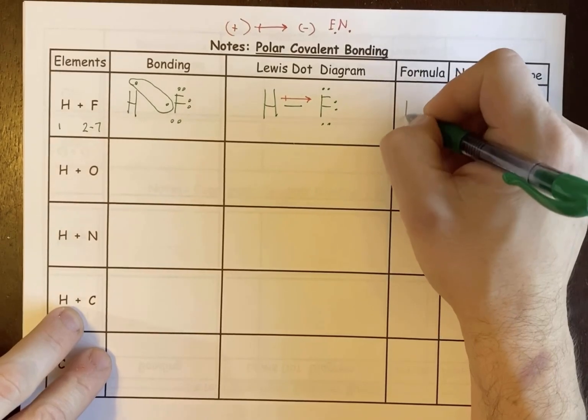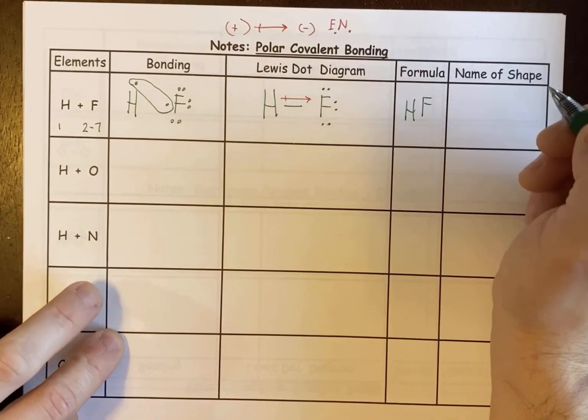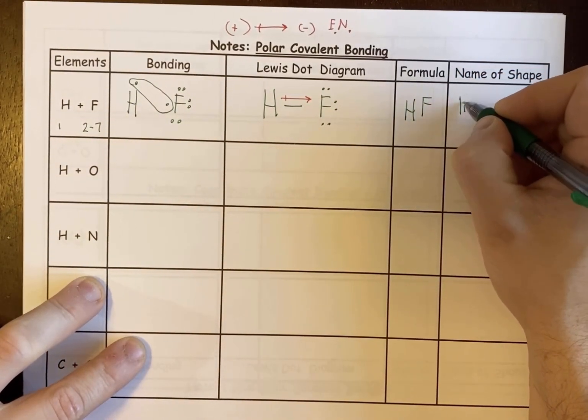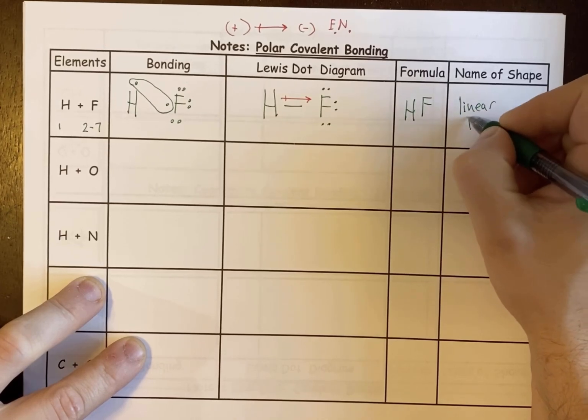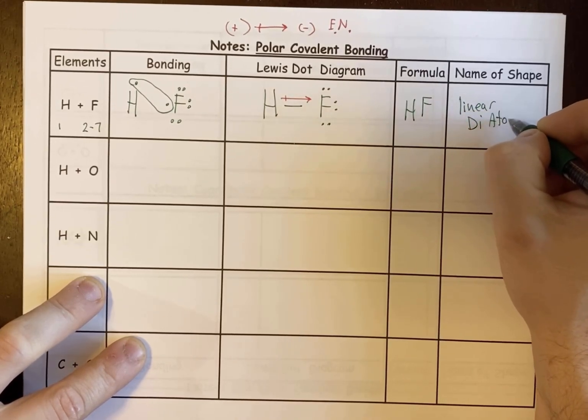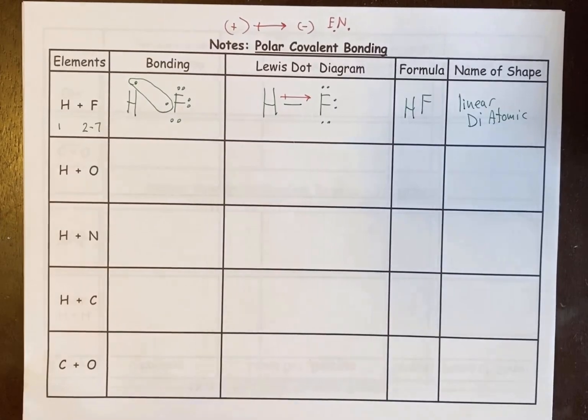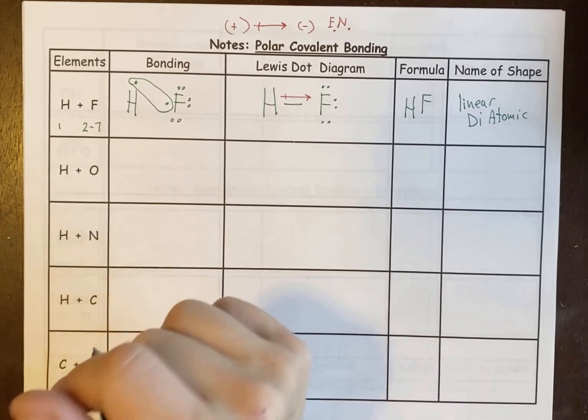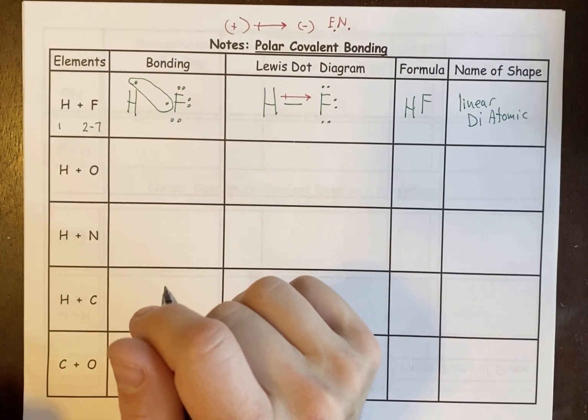Formula. It's just HF. Name of shape: still linear diatomic because it's still 2 atoms, and that has nothing to do with which atoms they are, and therefore they form a straight line. The rest of them will start not seeing straight lines anymore, for the most part.